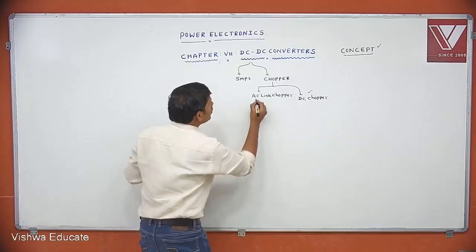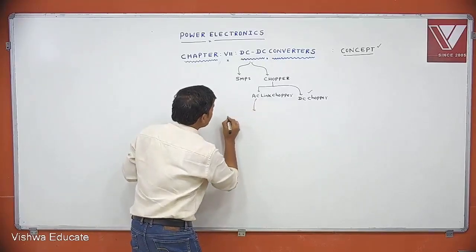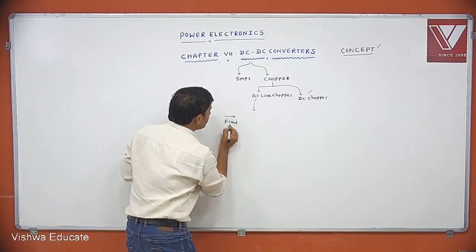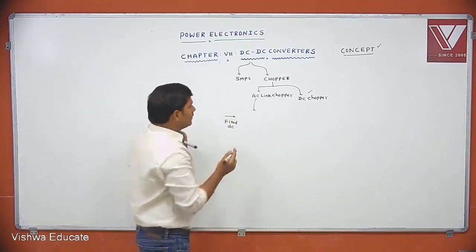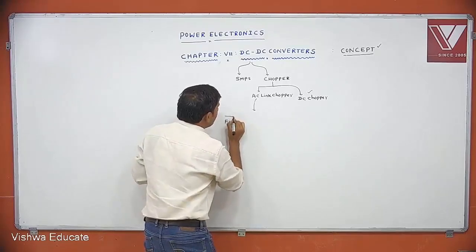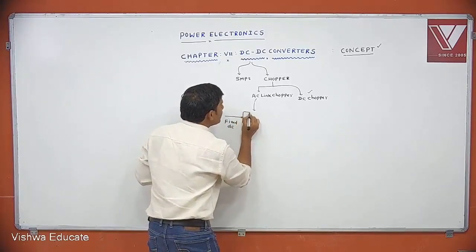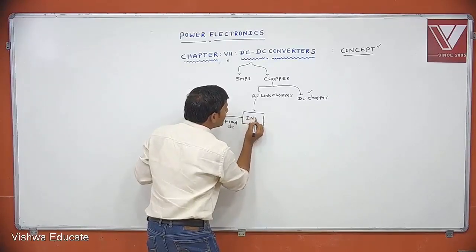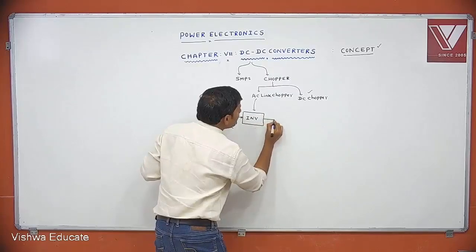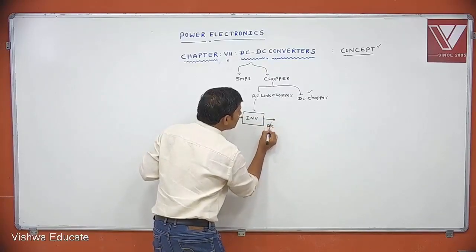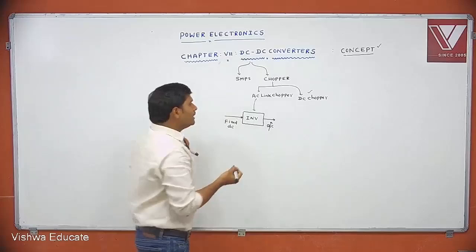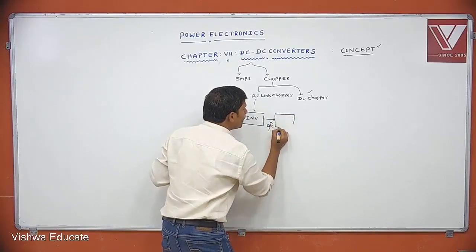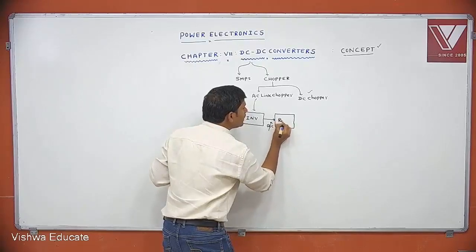What do we mean by AC link chopper? For example, the available supply is fixed DC, but we want to get variable DC. For that, we can use one inverter. Then what can the inverter do? Fixed DC is converted into variable AC. Then this AC is given to the rectifier.